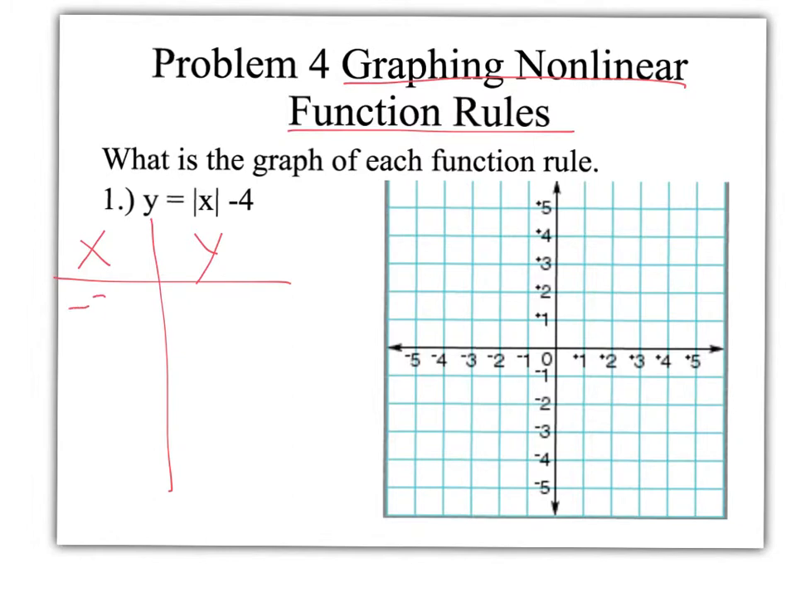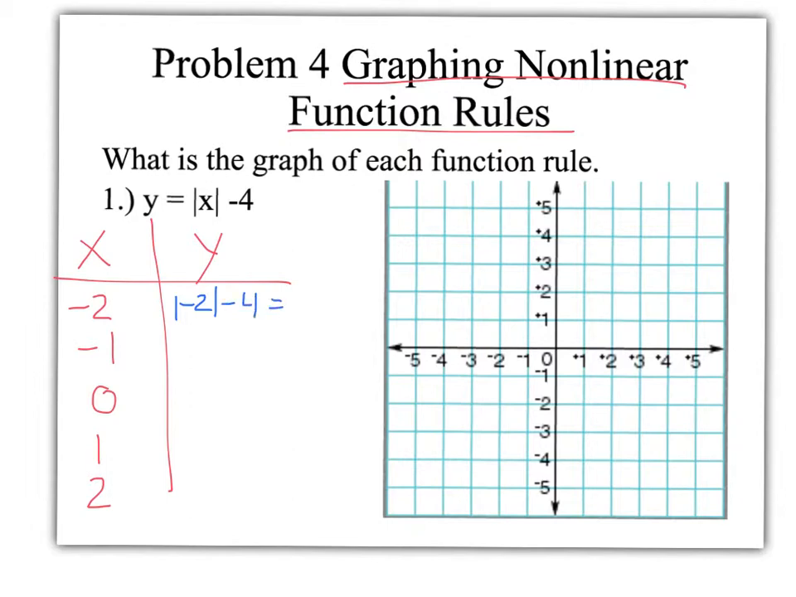So again, let's check -2, -1, 0, 1, and 2. And I'm just making up those values. You can check any values you want. But if you don't check some that are positive and some that are negative, you don't always get the full representation of what the graph looks like. And you'll see that especially in this one. Okay, so for y, we're going to take the absolute value of our x value and then subtract 4.